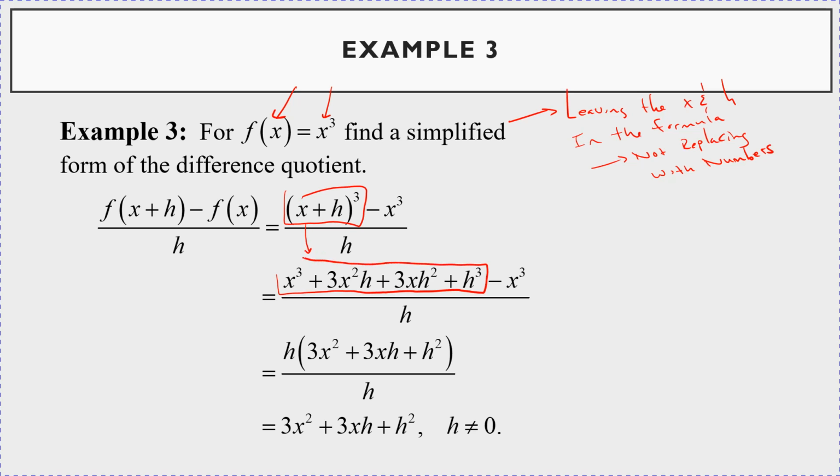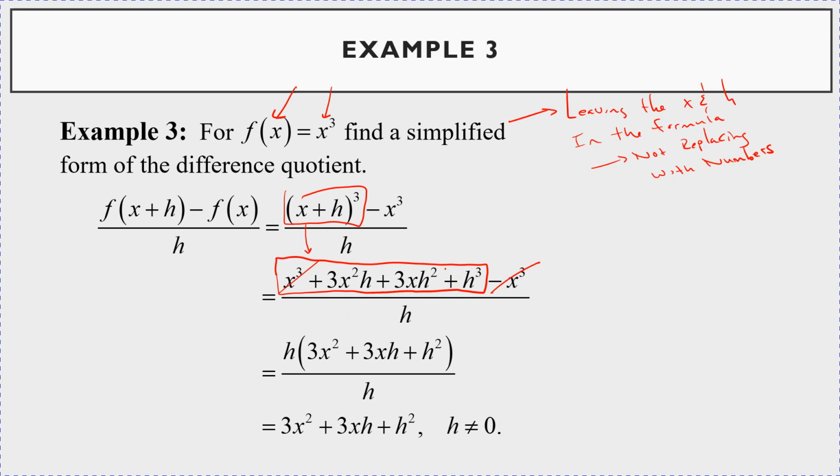You can just grab a formula, like what is a plus b cubed, what does it become? And you'll see that it is this. Minus your f of x, so you have this minus x cubed. Now what you're going to notice when you go to simplify this, you have an x cubed and a minus x cubed. They're literally going to cancel each other out. So you're left with 3x squared h plus 3xh squared plus h cubed.